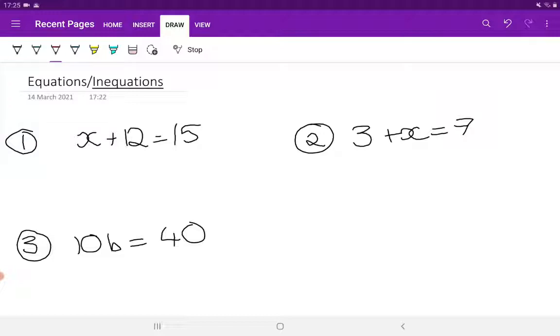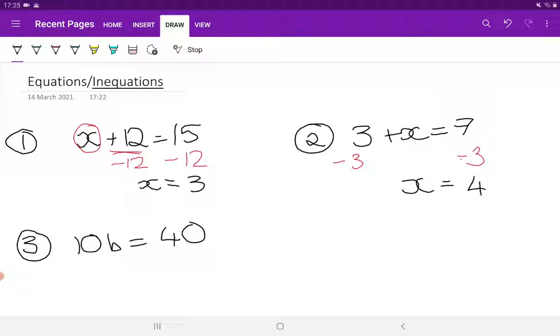So with this first one, we're looking at getting x on its own. In order to do that, we need to do something with that positive 12, that plus 12. We do the opposite, so we take it away from both sides, which leaves us with x equals 3, okay? With this one, we've got effectively x plus 3 equals 7, so we do the opposite, we take that 3 away from both sides to leave us with x equals 4. And those are probably questions that you can just write down the answer to, and that would be fine.